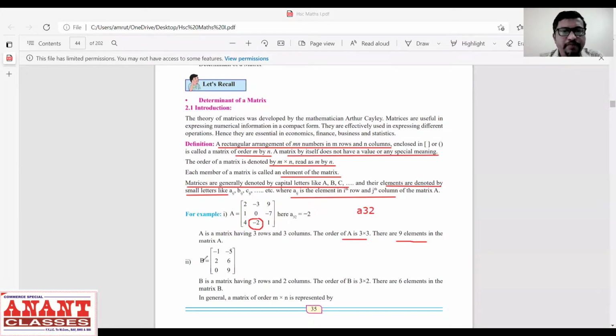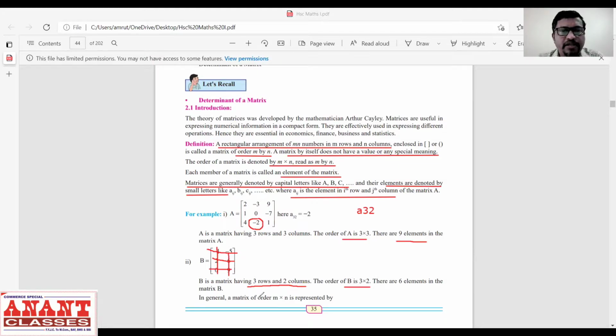Now the second matrix B. How many rows are there here? 1, 2, 3 rows. And how many columns? 2: first column and second column. So matrix B has 3 rows and 2 columns. These are the rows: first row, second row, third row. This is the first column, this is the second column. The order of B is 3 by 2. There are 6 elements in matrix B.